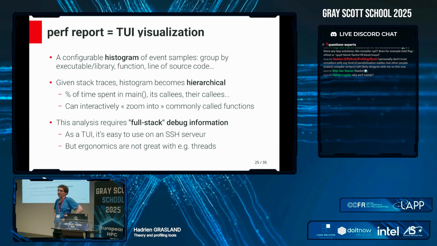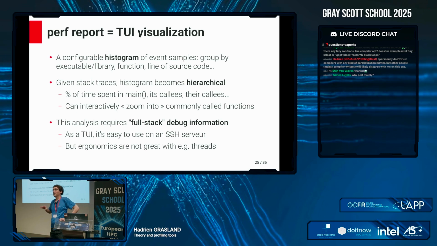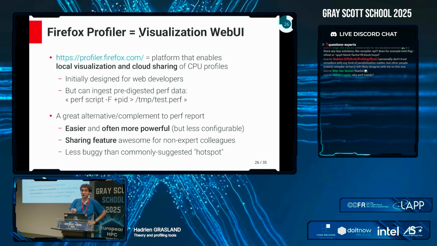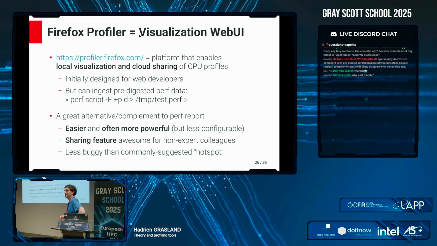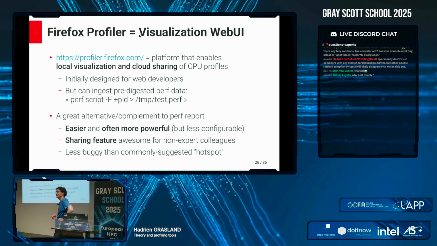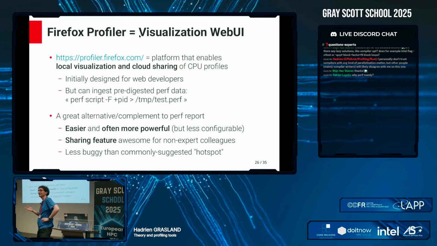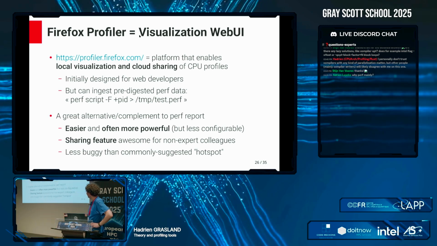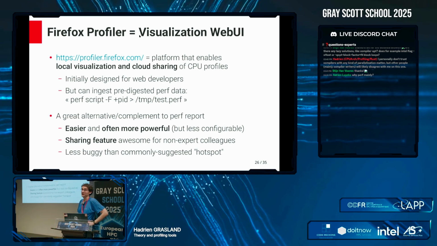In particular, as soon as your program has multiple threads, I recommend using a different tool. And that tool may surprise you. It's Firefox Profiler. So what does Firefox have to do with this, you may ask? Well, you know, web developers have performance problems too. One of them is called JavaScript.